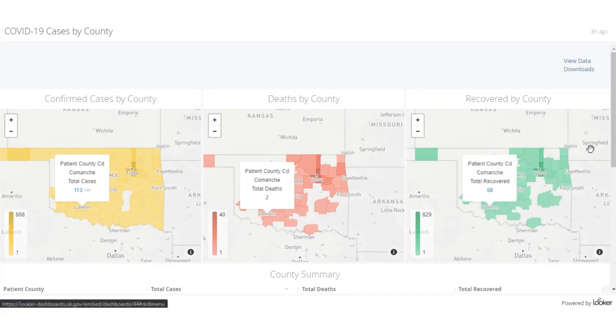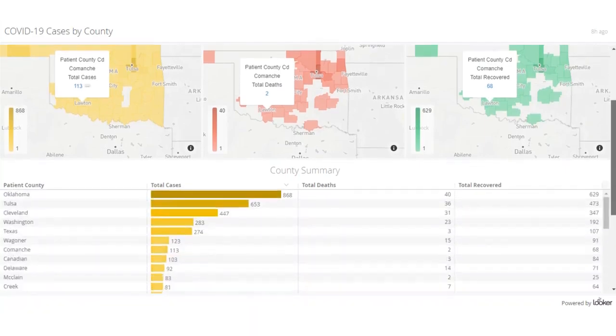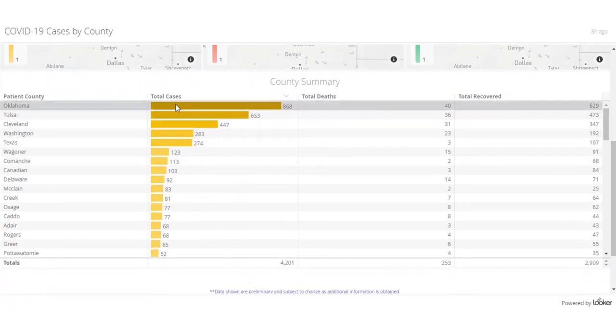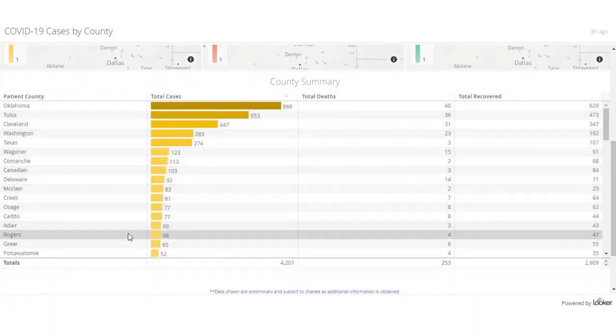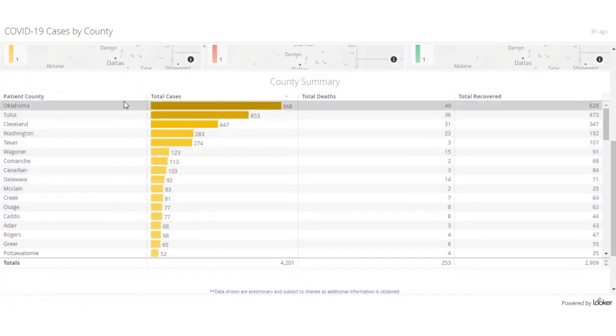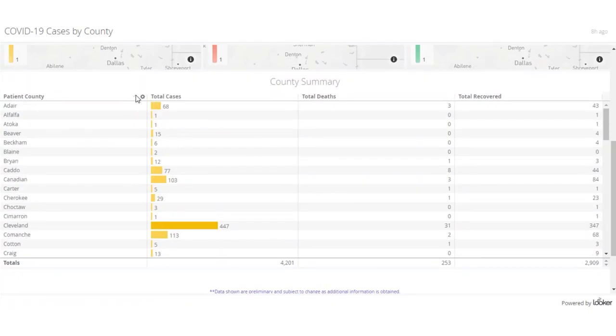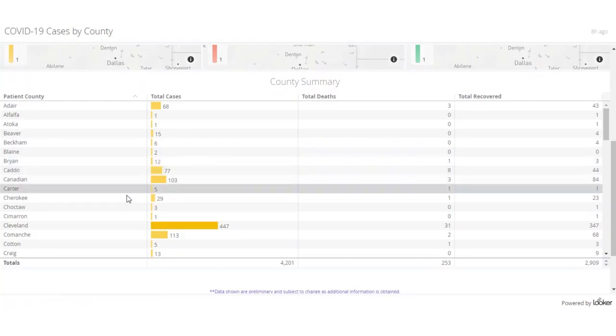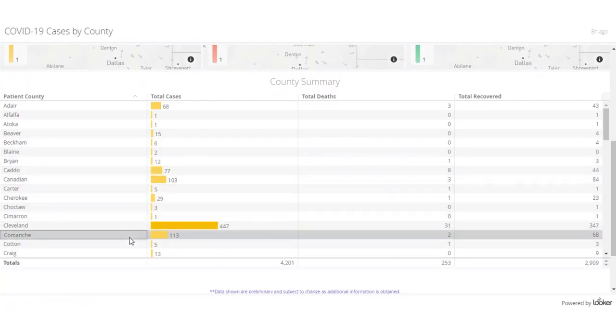County are 68. Scrolling down on this page, there is also a list that is by the total number of cases per county. However, if you would like to sort alphabetically by clicking on the arrow on the corresponding patient county, that will give you an alphabetic listing so that you're able to select the particular county that you're looking for.